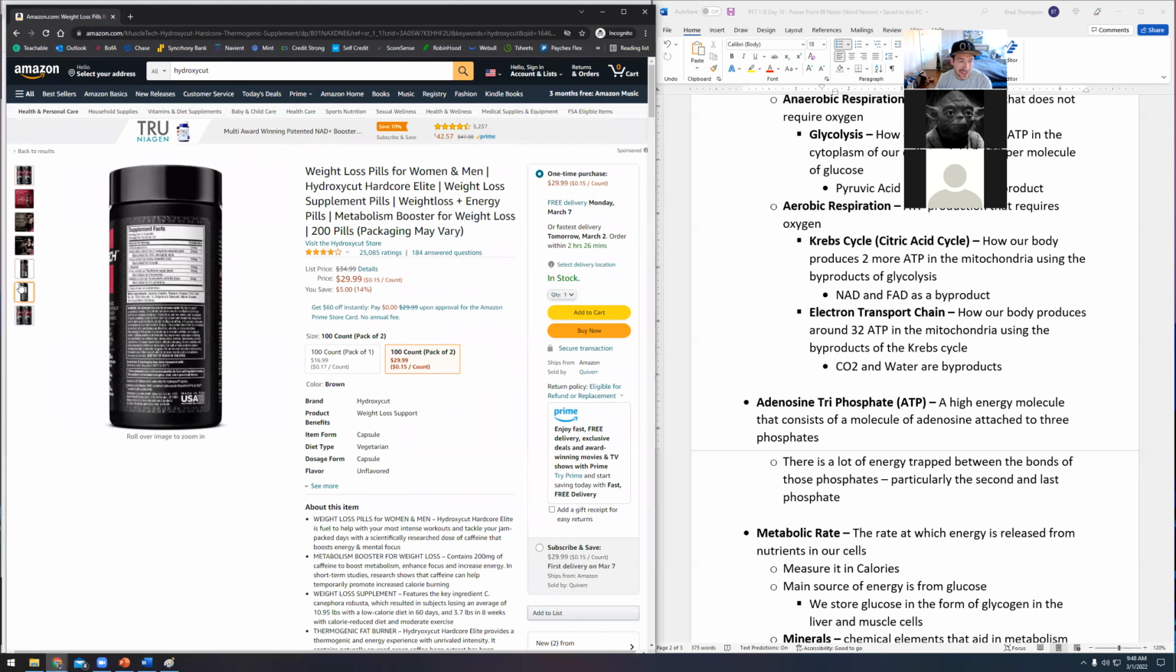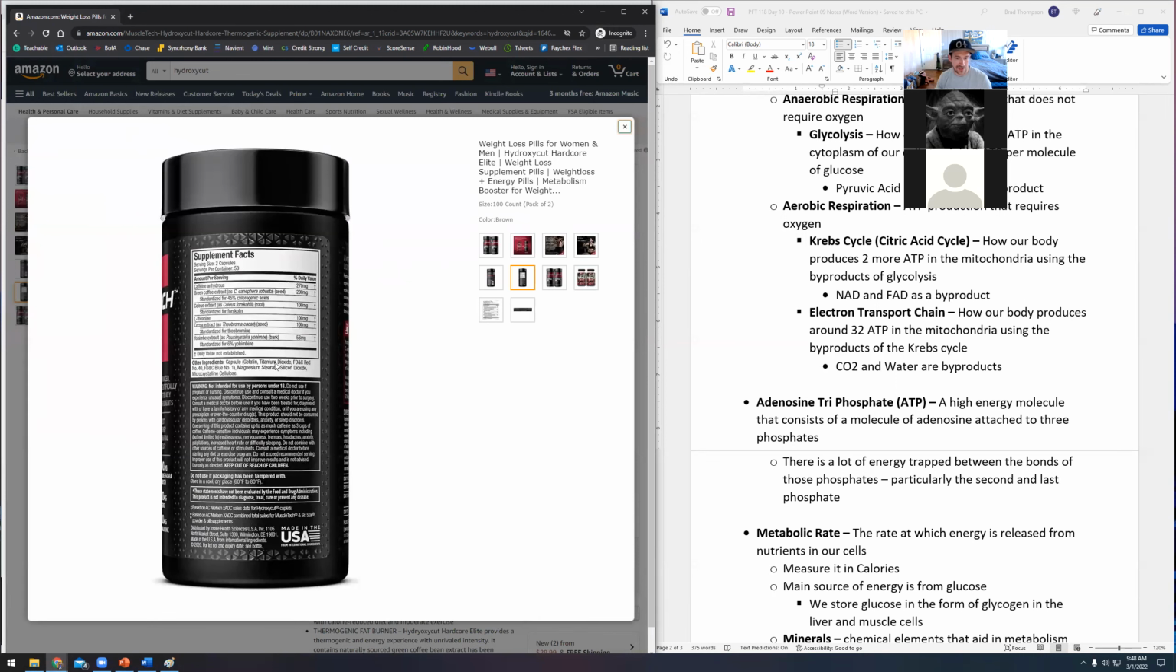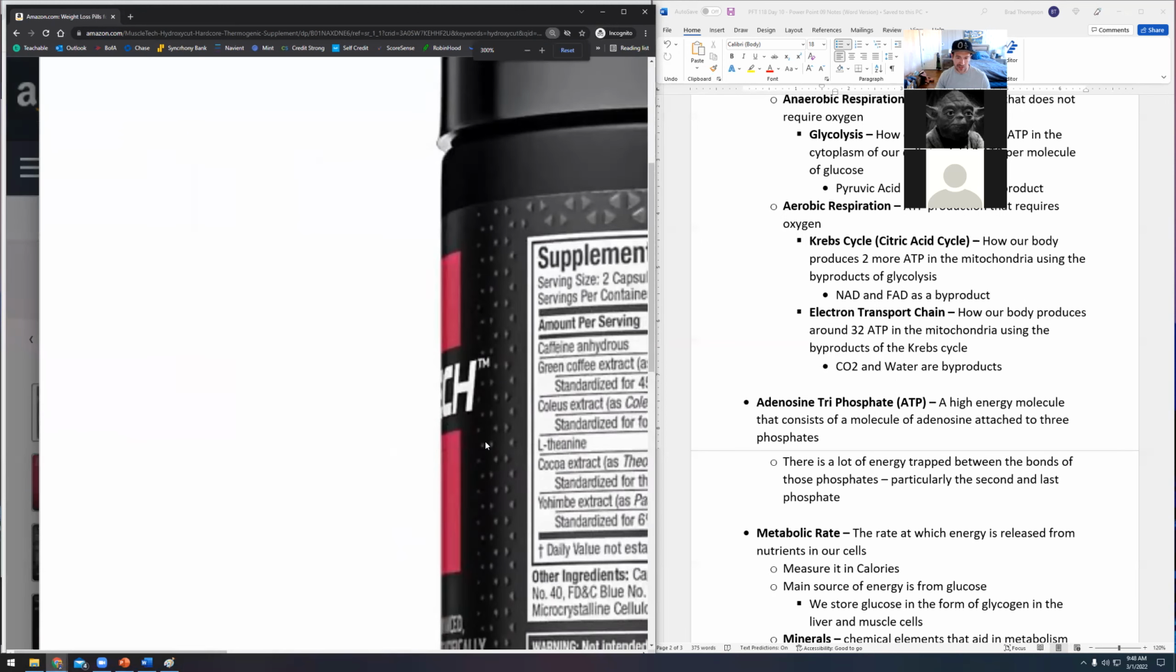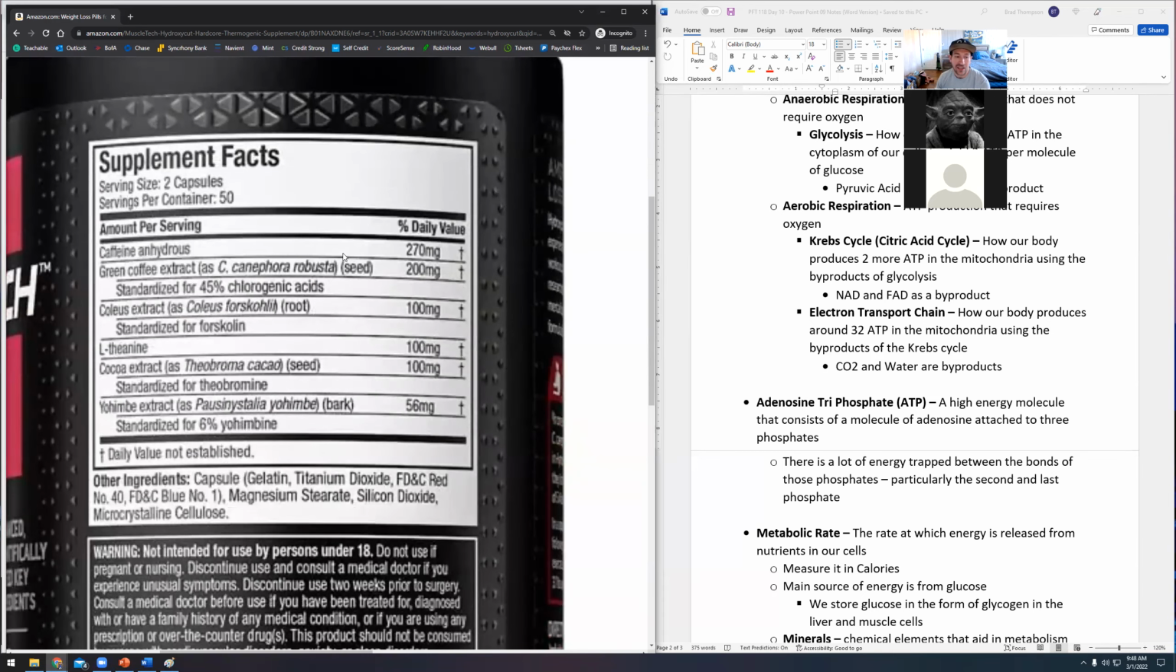Now, why does this work? Well, let's take a look at the ingredients here. I said it's so famous. Why is it so famous? Zooming in like crazy because that's very small. You take a look at the ingredients. Green coffee extract again. So now we've got two fat burners that we've seen that have caffeine in them, right? Coleus extract. I don't actually know what that is. L-theanine again, right? So again, a little bit of an amino acid to help with energy production.